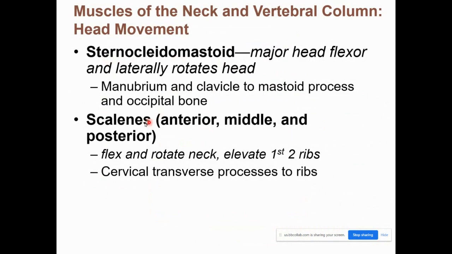The sternocleidomastoid and the 3 scalenes, anterior, middle, and posterior, those are the muscles that we learned that work on the neck to move the head in different directions, and pretty much cover almost all of it except extension. The sternocleidomastoid is a major head flexor and laterally rotates. So except for head extension, these 2 muscles together perform all other head movements.